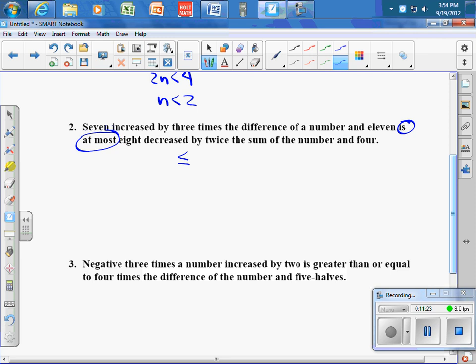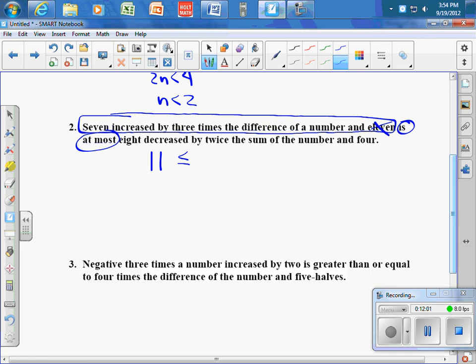Well, so let's see what this says. We're going to take 7 increased by 3 times the difference of a number and 11. Now that in itself is a mouthful. Well, I'm going to go back to what my old algebra teacher taught me, and that was start at the end and work your way backwards. In that expression, 7 increased by 3 times the difference of a number and 11, what's the last thing we see? 11. So let's put an 11 down.